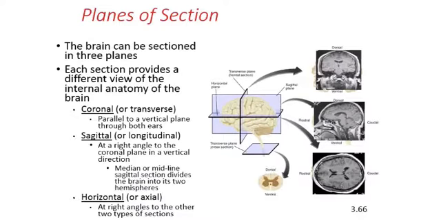And so this is the horizontal or axial plane, where we're going from bottom to top or top to bottom. And we can also do the same type of procedure with the spinal cord as well. This is a horizontal or axial section of the spinal cord, and you can see this sort of butterfly-shaped contents within the spinal cord.